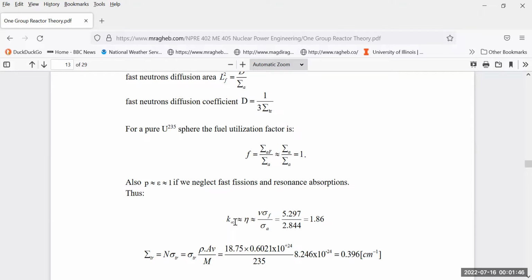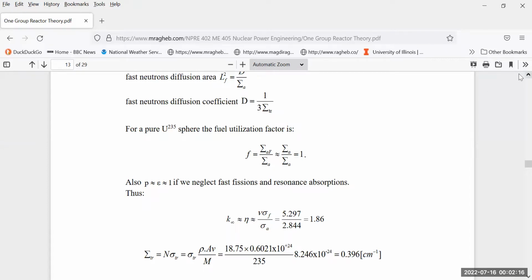And now we have k infinity, the infinite medium multiplication factor, which is eta epsilon p f. So epsilon, let's take it as 1, and the resonance escape probability also as 1, because we don't have uranium-238 there. So we neglect the fast fissions and the resonance absorptions. So the infinite medium multiplication factor is equal to eta, and that would be nu sigma f divided into sigma sub A.